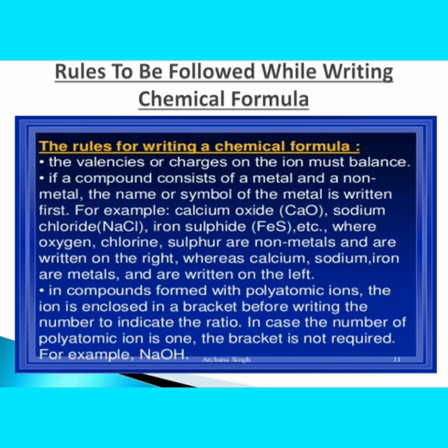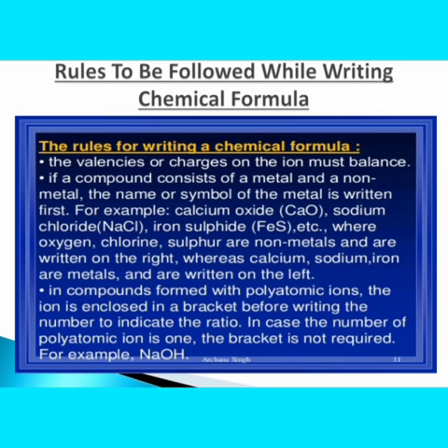Okay. Now, what are the rules to be followed when you are writing a chemical formula? You now know the difference between valency and ions. So always the valencies or the charges on the ions must be balanced. If a compound consists of a metal, for example NaCl, that means Na is positive and Cl is minus. So if a compound consists of a metal and a non-metal, Na is metal and Cl is non-metal, the name or symbol of the metal is always written first.